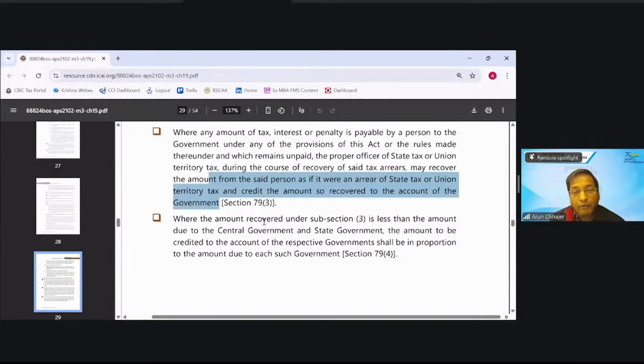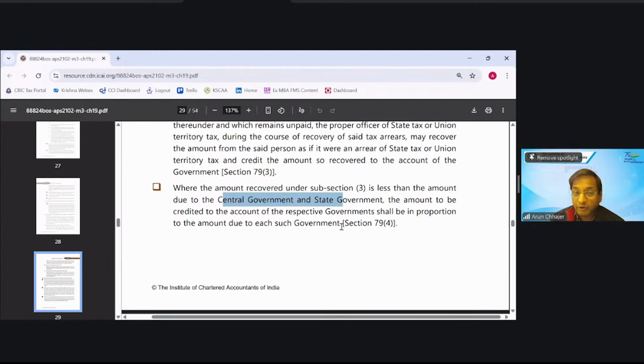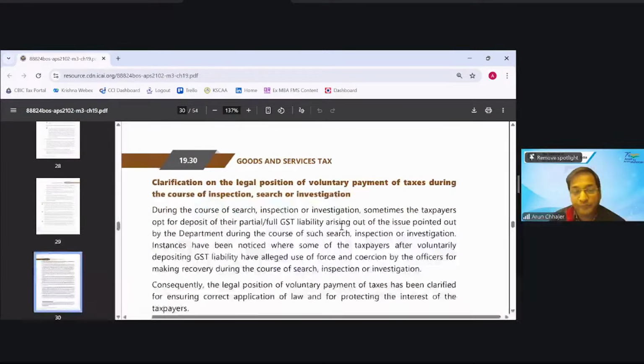उसके बाद में क्या? Where the amount recovered is less than the amount due to the central government and state government, the amount to be credited to the respective government shall be in proportion to the amount due to each. मतलब ऐसा नहीं है जब स्टेट की रिकवरी करने वाला जाएगा तो पहले वो जितना अमाउंट रिकवर करेगा मान लिया जाएगा जीएसटी का, बचेगा तो मैं सी को दूंगा, ऐसा नहीं है. It will be in the apportionment, proportionate to the amount due.